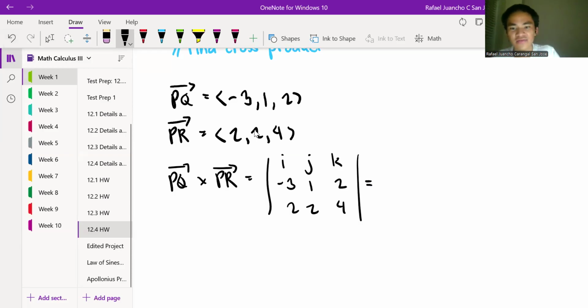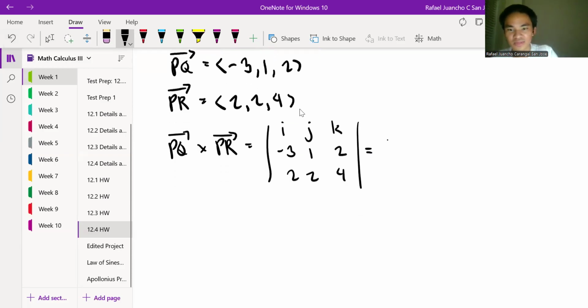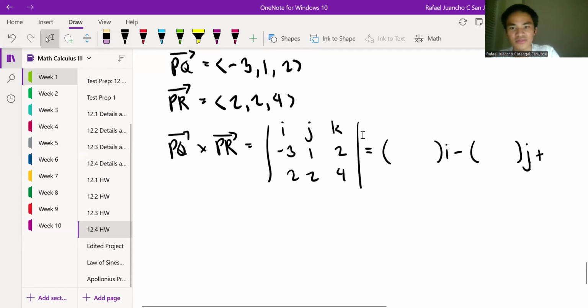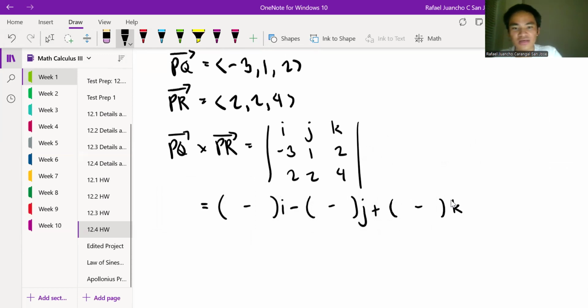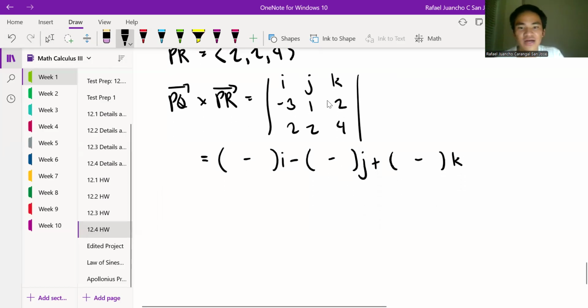And here we're going to format it. So i minus j plus k. Subtract, subtract, subtract. Right, so for i, we have 1 times 4 is 4, 2 times 2 is 4, so that's 0.